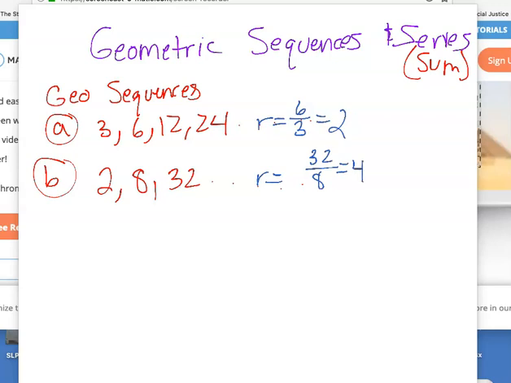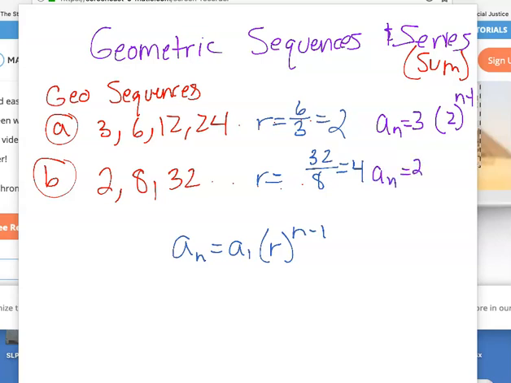If you remember from last week, to write the geometric rule, it was a sub 1 times our ratio to the n minus 1 power. So this first one, to find any term, would be our first term times 2 to the n minus 1 power. This next one would be our first term times 4 to the n minus 1.